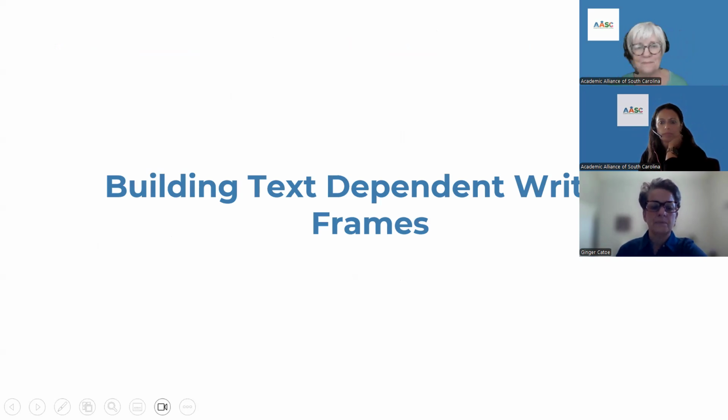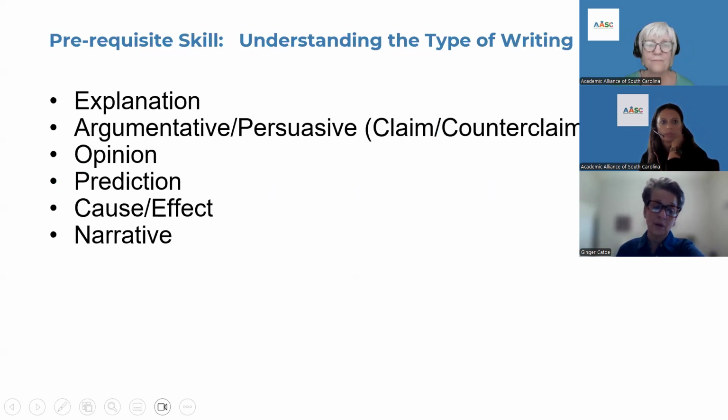So using these text-dependent writing frames are helping to build them. We just wanted to give you some prerequisites as well as some examples. So first of all, you have to understand the type of writing. I kind of gave some examples earlier. Explanation, argumentative, persuasive, which is claim and counterclaim, opinion, prediction, cause and effect, narrative.